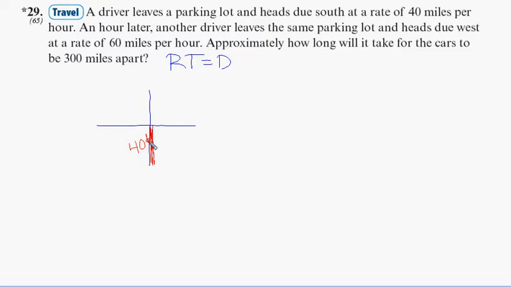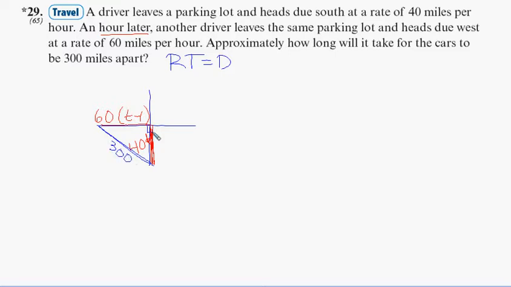Another driver is leaving the same parking lot and heading west at 60 miles an hour, but it looks like he leaves an hour later, which means that if we want to represent his time as well, it looks like his time is t minus 1. Okay? Now we've been asked to find when they will be 300 miles apart. So when will this distance be 300?